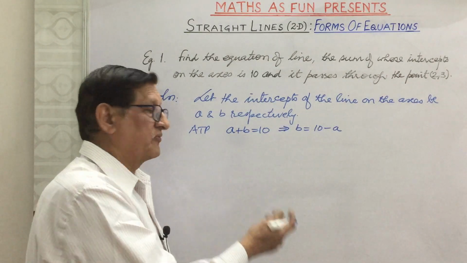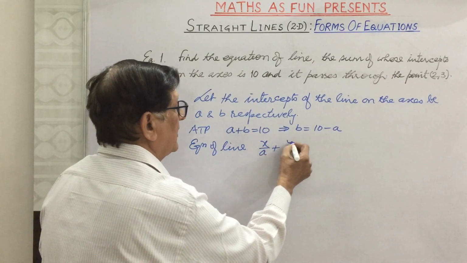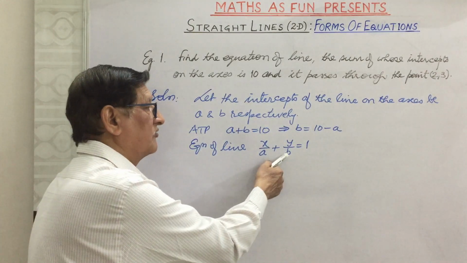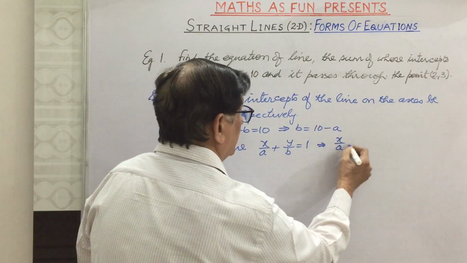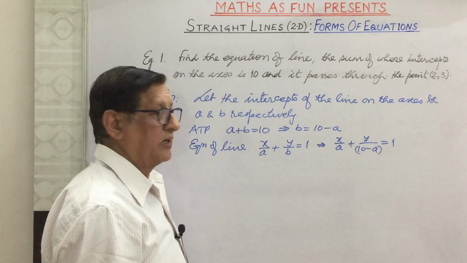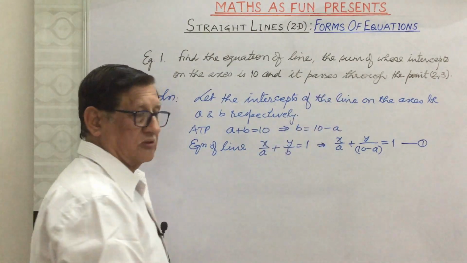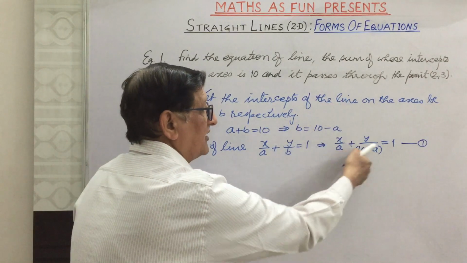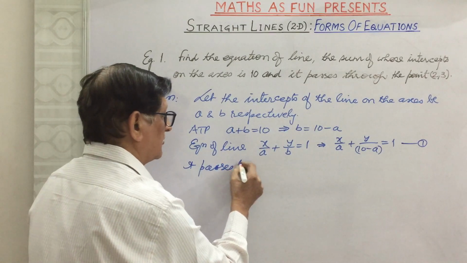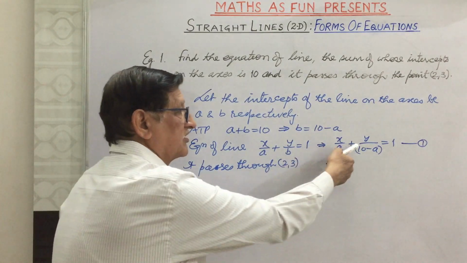We know the equation in the intercept form. The equation of the line is x upon A plus y upon B equal to 1. If we substitute the value of B here, we get x upon A plus y upon (10 minus A) equal to 1. Since the line is passing through the point (2, 3), this point lies on the line, so it will satisfy this equation.